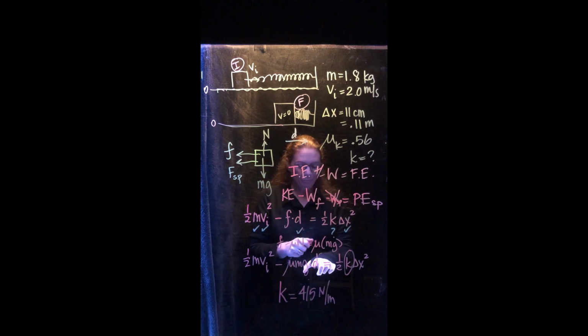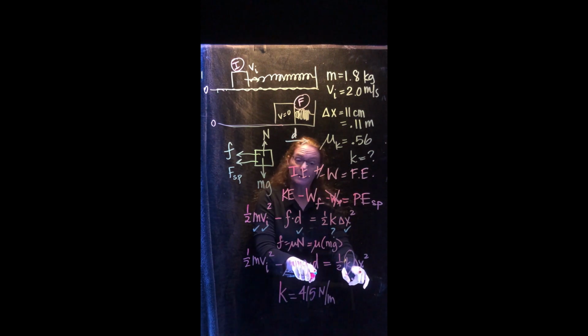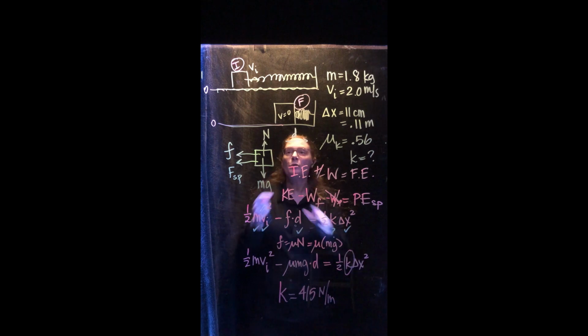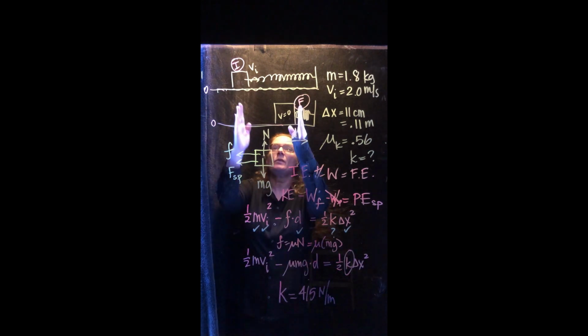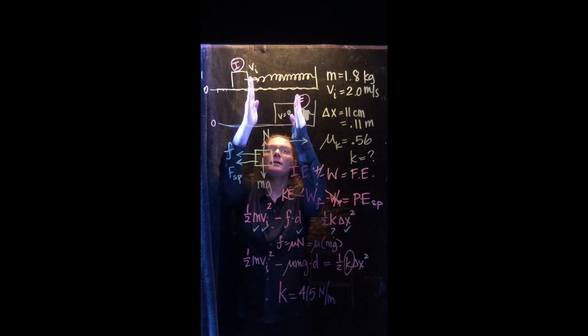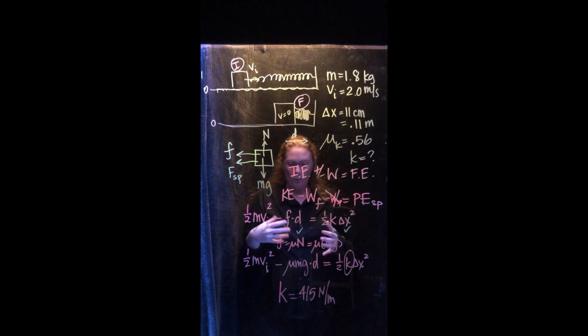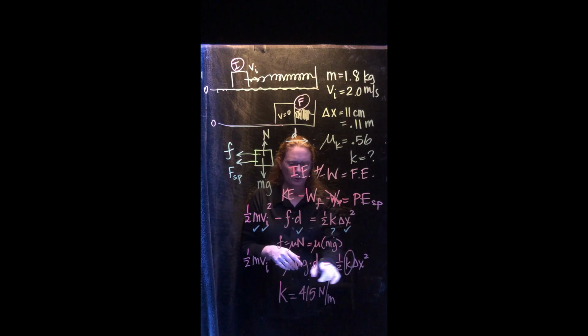And then, even though we have these two different symbols, d and delta x, in this case they're the same thing. The compression of the spring, how much the spring was compressed, is the same as the distance the box traveled while pushing the spring, compressing the spring. So don't be fooled that these are two different things. They're really the same thing.